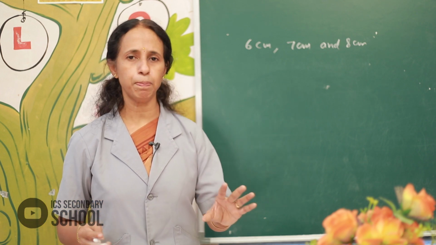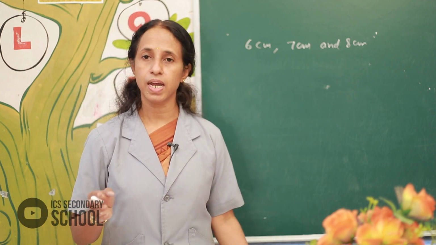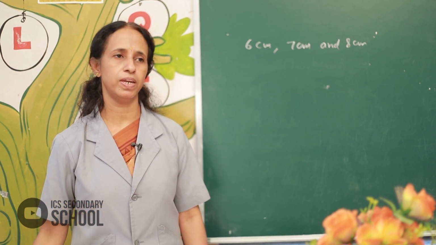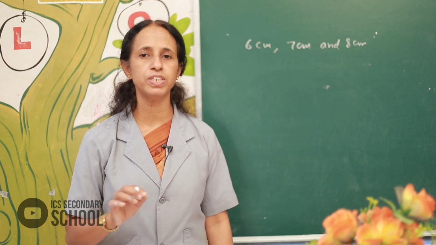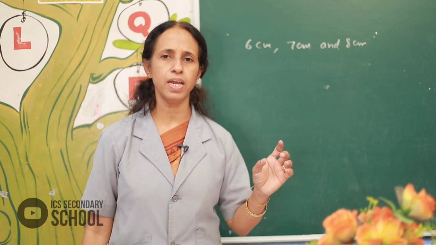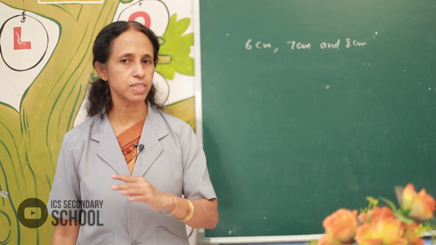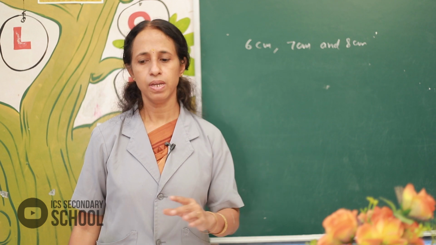We have got a general principle. If three sides of a triangle are equal to three sides of another triangle, then the angles of these triangles are also equal. Or if the sides of a triangle are equal to sides of another triangle, then the angles of these triangles are also equal.